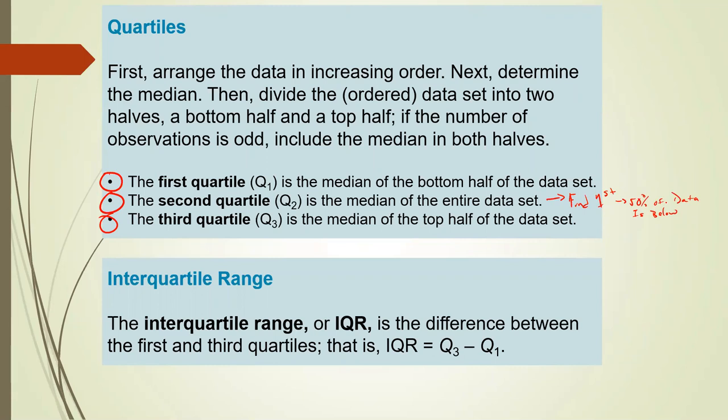After that, we'll find the first quartile. It's the median of the bottom half of the data set. The first quartile is the value for which 25% of data is below it. Then you'll find the third quartile, which is the median of the top half of the data. If the first quartile is the observation for which 25% of data is below it, and for the second quartile, 50% of data is below it, what percentage of data is below the third quartile? 75. That's it.